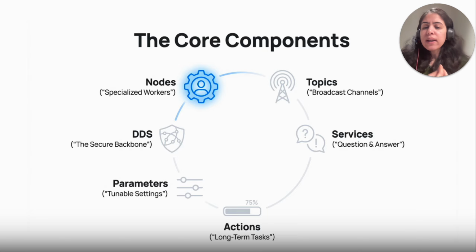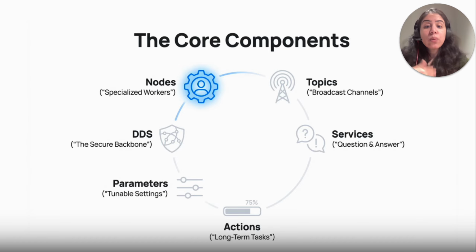The third one is services, which is more like a request response communication. So sometimes you don't want continuous broadcasting, right? You need to ask for something specific and get a response. That's what services do. So, again, for an example, your robot needs to turn its camera, let's assume 45 degrees.